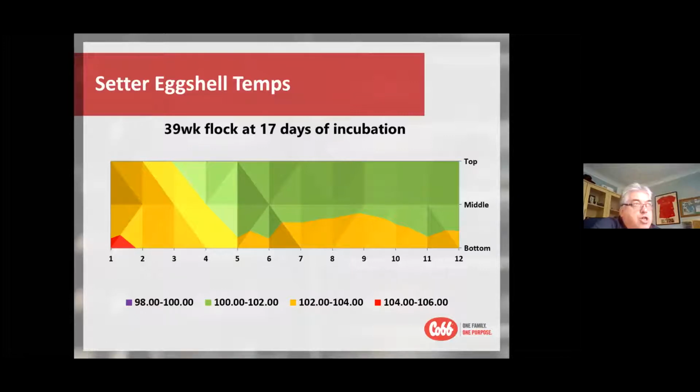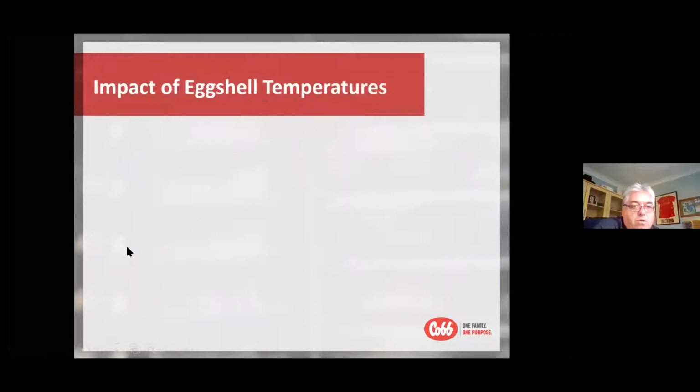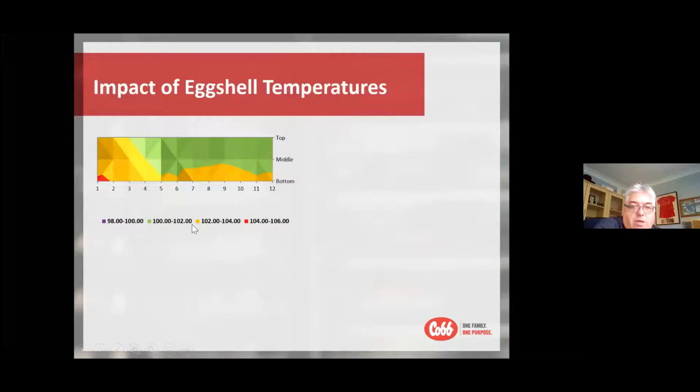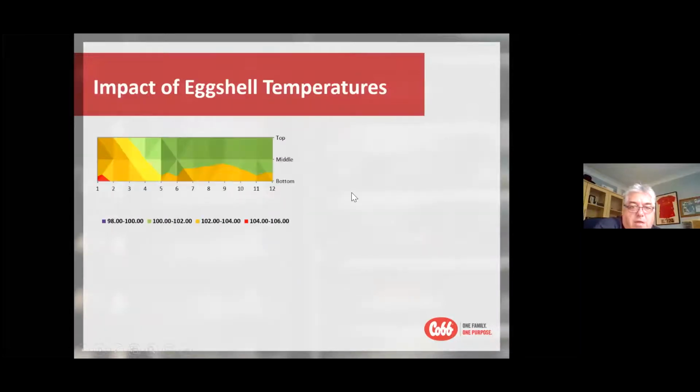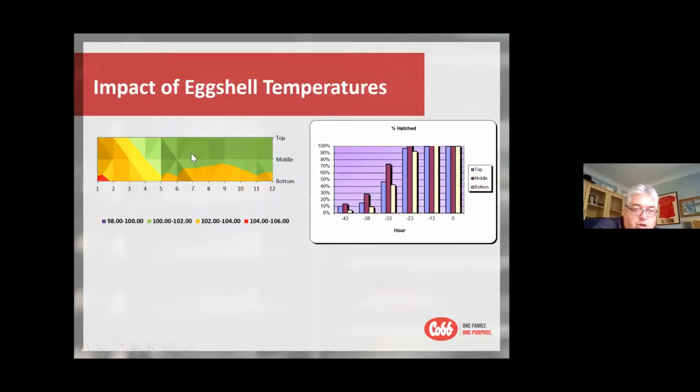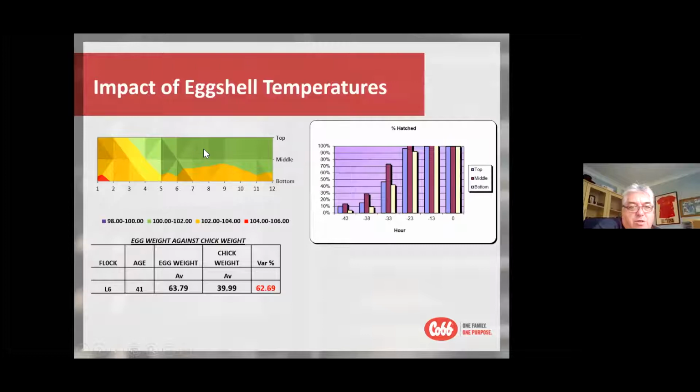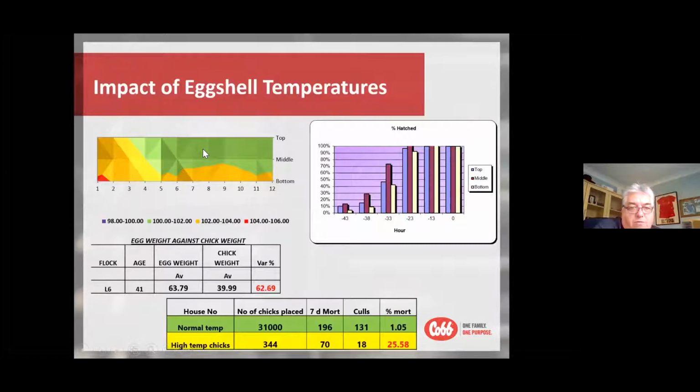So we measured chick weight divided by the egg weight as a percentage, and also placed some of these chicks separately onto the broiler farm to see how they performed. When we did this, what we saw was the hatch window. From the normal position, we saw first chicks hatching around 30 to 34 hours before takeoff.